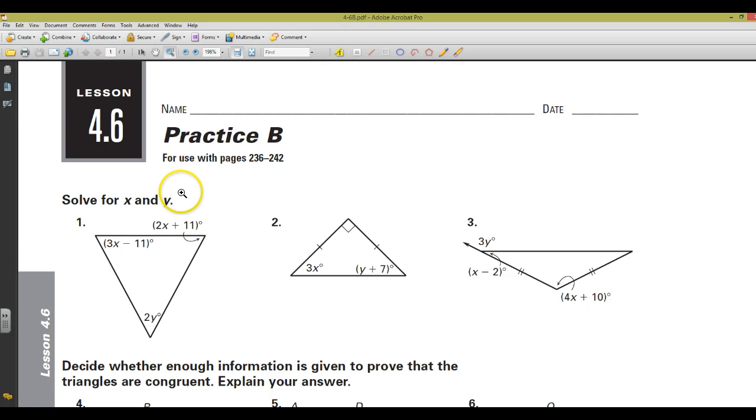Alright everyone, this is lesson 4.6, practice B. And let's go over number 2.